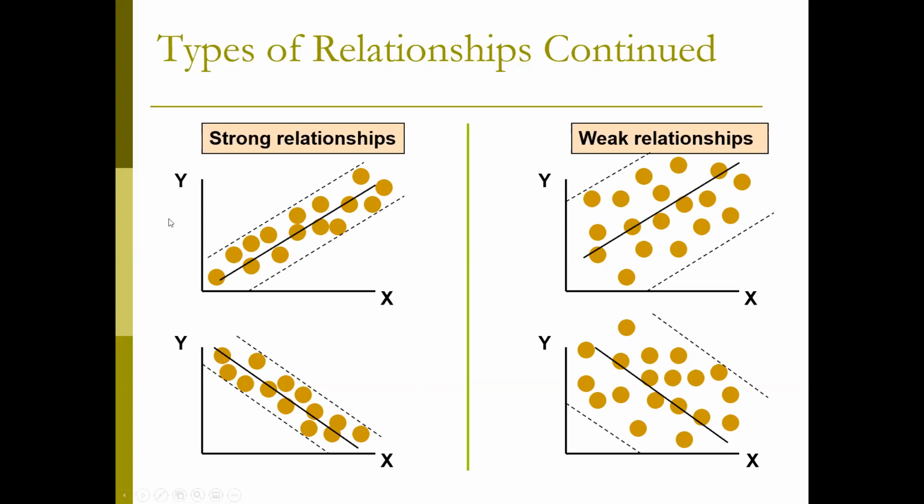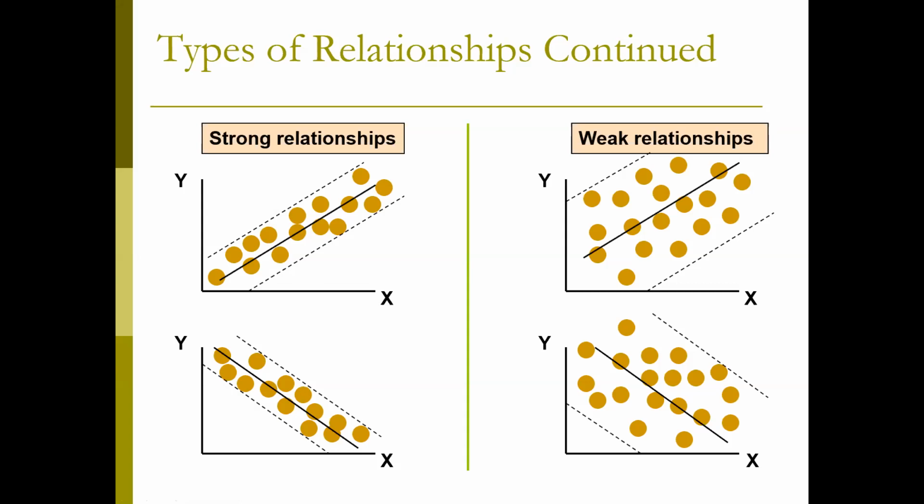Now, if you take a look at this one here and this one here, these two are a strong relationship as well, but this is a negative relationship. Negative in the sense that when X increases, Y is actually going to move in a different direction. But if you take a look at this one right here, when X and Y move in the same direction, that's a positive relationship. This is a negative relationship, but these two relationships right here are strong.